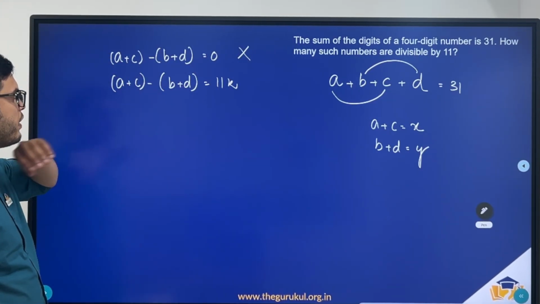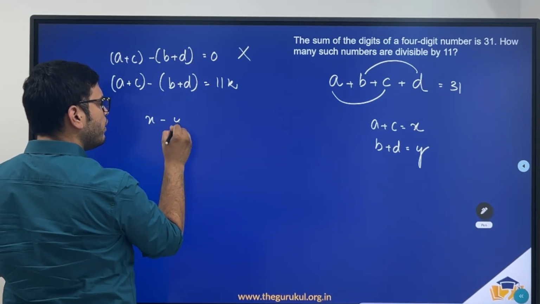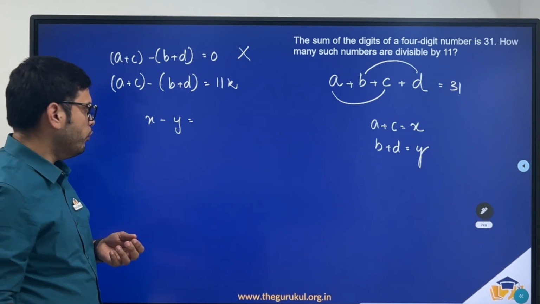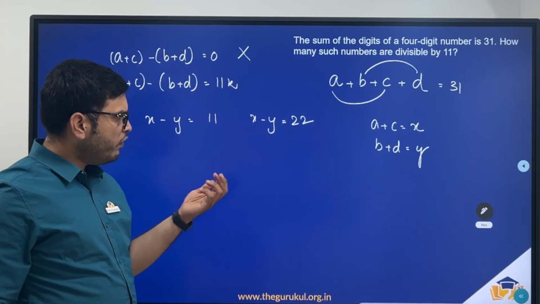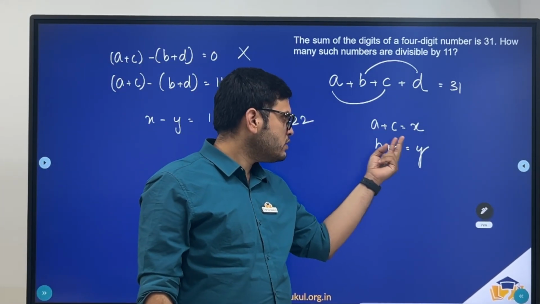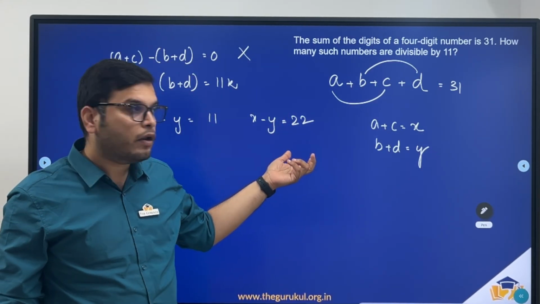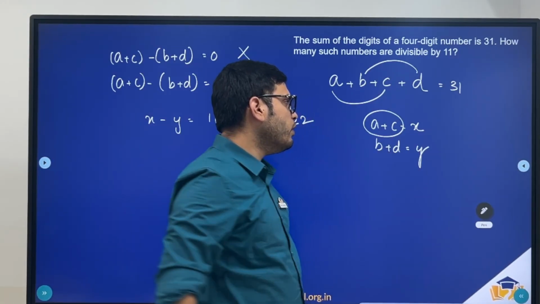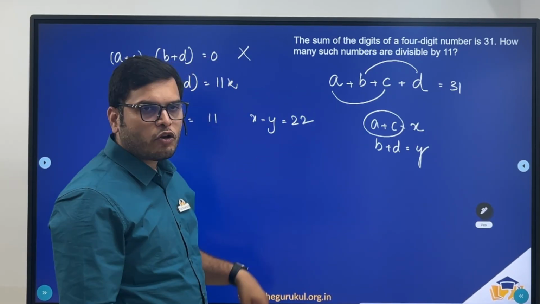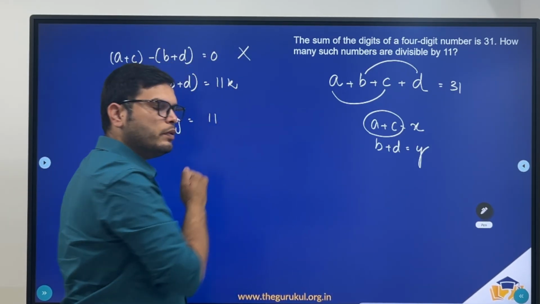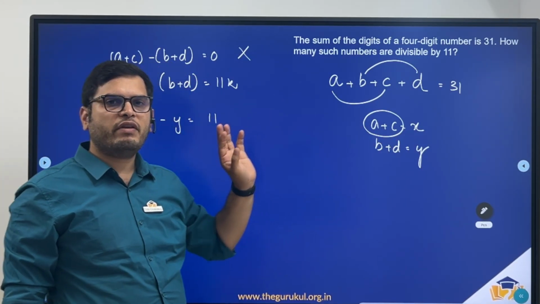Now let me consider this case. A plus C minus B plus D, or X minus Y, is equal to 11 or 22. Now can we have X being the sum of two digits and Y being the sum of two digits, and the difference being 22? No, because the highest possible value of A plus C is 18 only, when A and C both are 9. So the difference cannot be 22. Not possible. So this is the only possibility where you can have A plus C minus B plus D equal to 11.